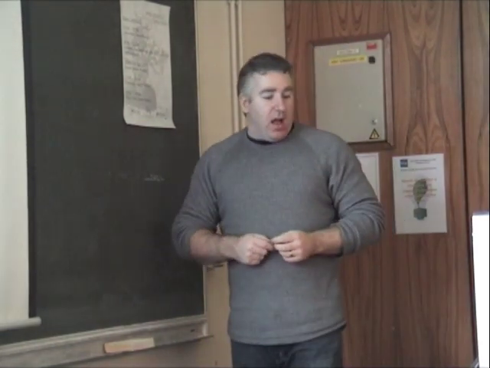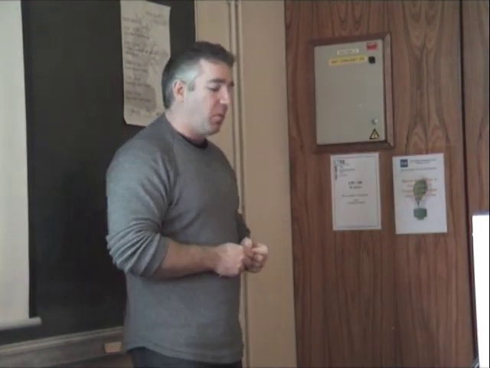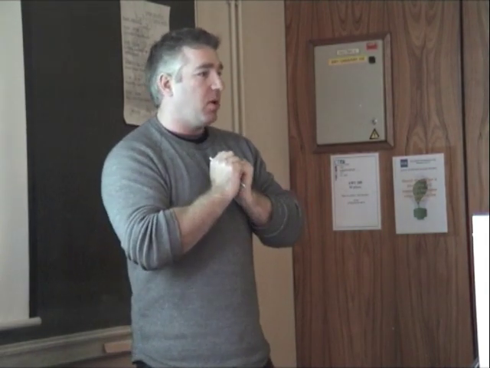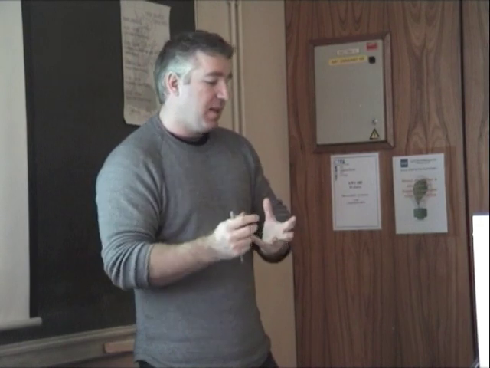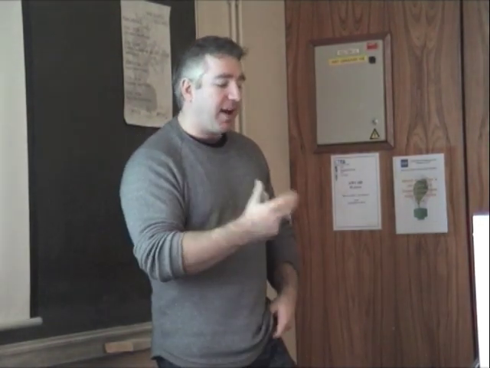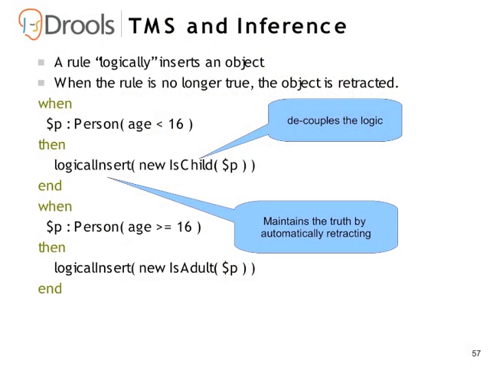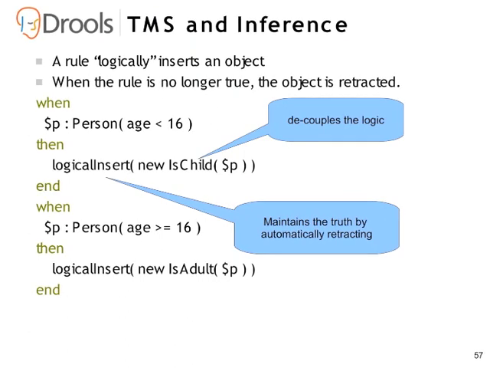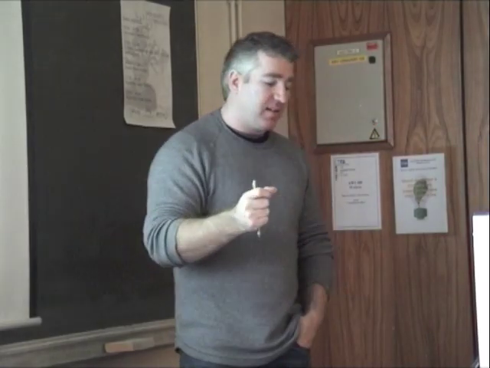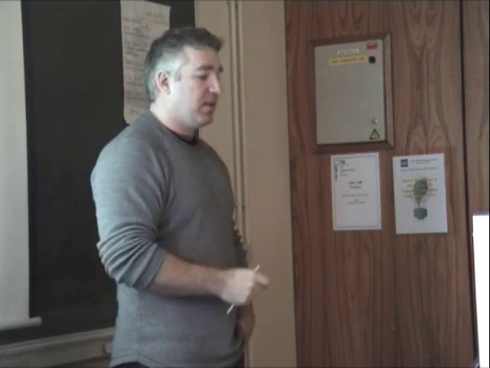So truth maintenance has a thing called logical insertions. A logical insertion is a way of saying, not only am I going to put something into the working memory, not only am I going to create something and put it in, its lifetime will depend upon a condition. Only while that condition is true will it exist. So only while this person is less than 16 will we have this thing called is child. So this child is what we call an inference. It is a fact that represents the result of a decision. It is a fact that represents that this person is under 16.